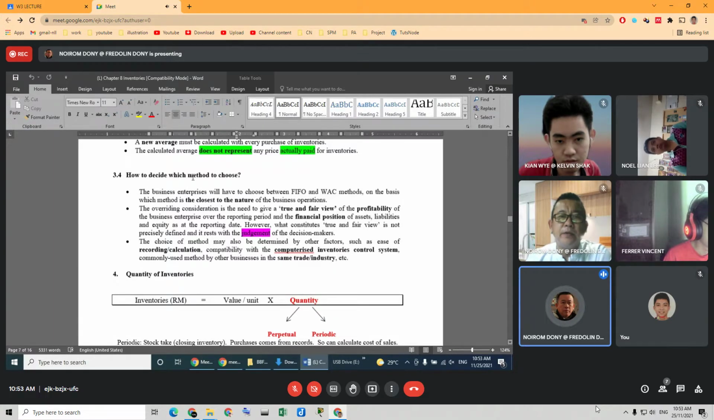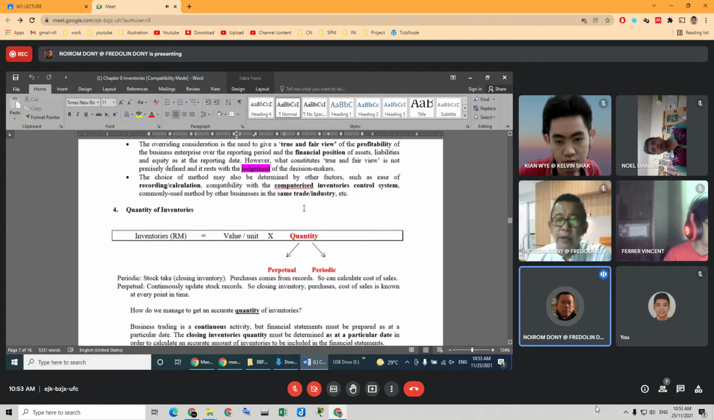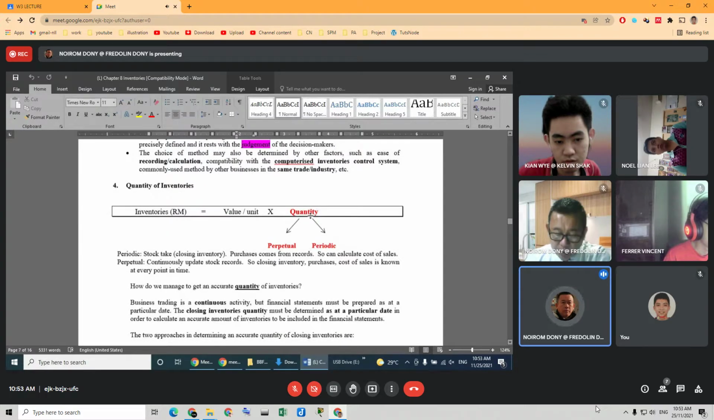Okay, so that's how we decide. And the next thing is quantity of inventory. So that is the second issue. How do we decide the quantity of inventory? This part, just now, what we have done is based on the value per unit. So we have first in, first out, or weighted average.